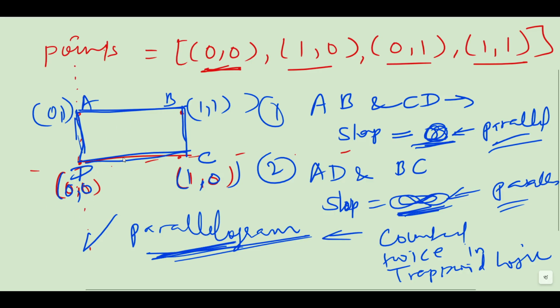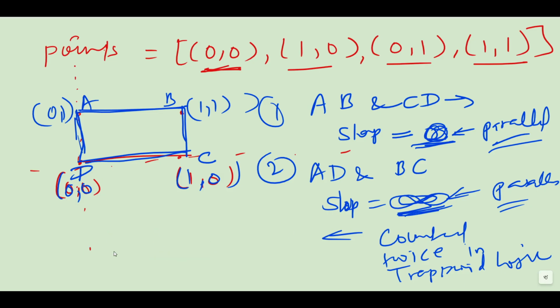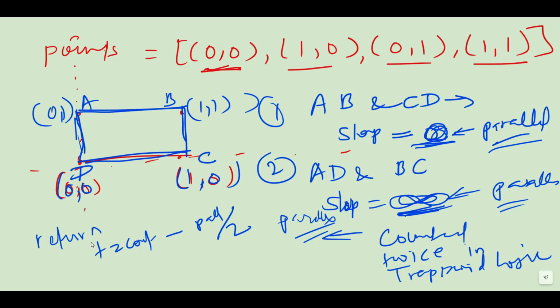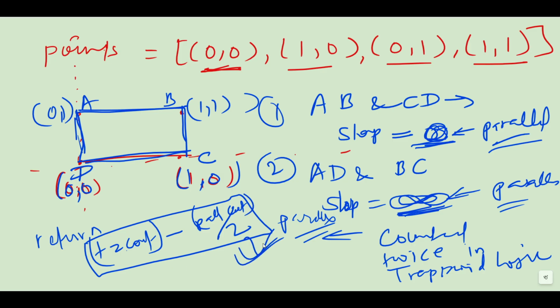Can we say that if it is a parallelogram, then we are counting twice? So what we will do is return the trapezoid count, and then the parallelogram count divided by 2, right? We'll take the trapezoid count and the parallelogram count divided by 2, and so we'll return the final output.